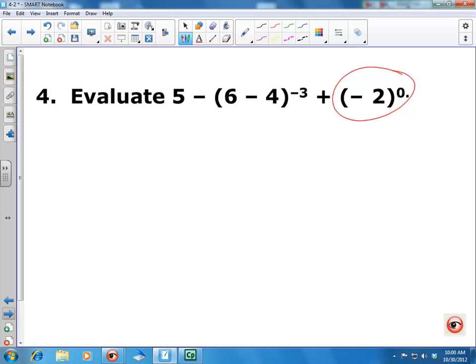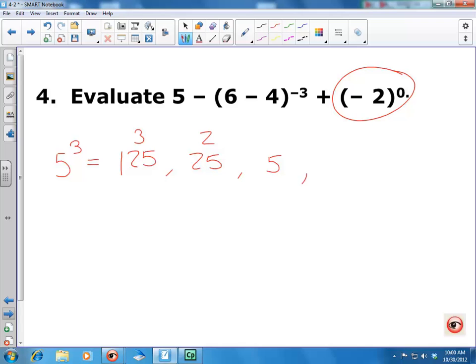Now, why is that? Well, let's talk about why that is. Because let's say we had 5 to the 3rd power. Okay? Now, we know that 5 to the 3rd power is 125, right? 5 to the 2nd power is what? 25. That's right. And that's basically, this is the 3rd power. This is the 2nd power. What's 5 to the 1 power? 5.